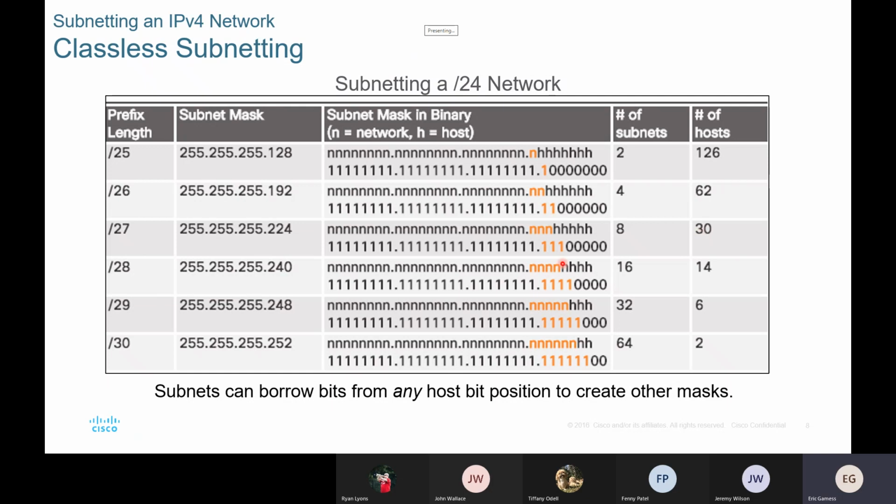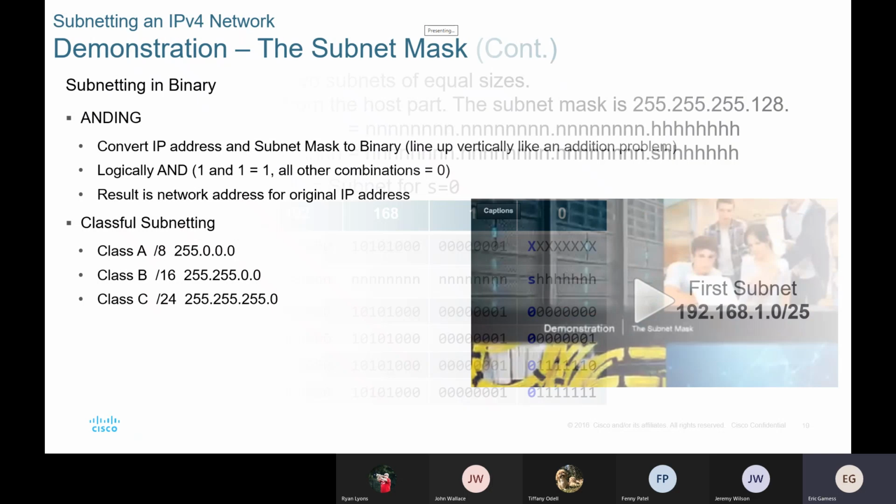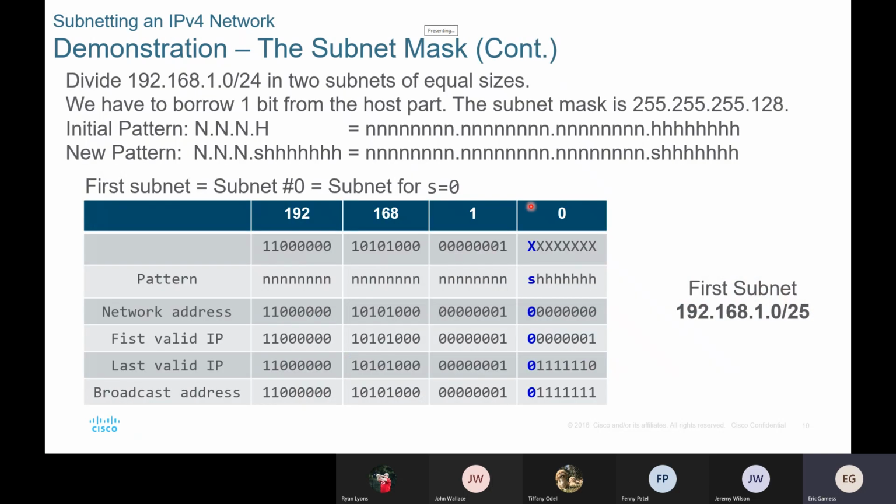So we can borrow 4, or 5, or 6 bits. The number of bits that we are going to borrow depends on our requirements, as I was telling you: how many subnets I need, and what size the subnets need to have. So let's do an example. Let's do a first example with a lot of details. Let's say that my initial network is this network. This is a class C network.